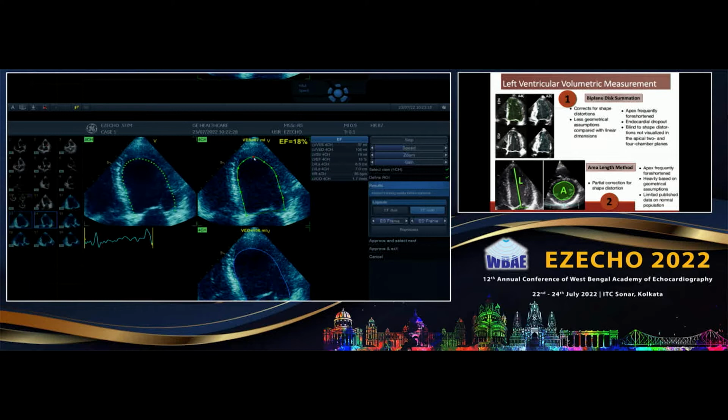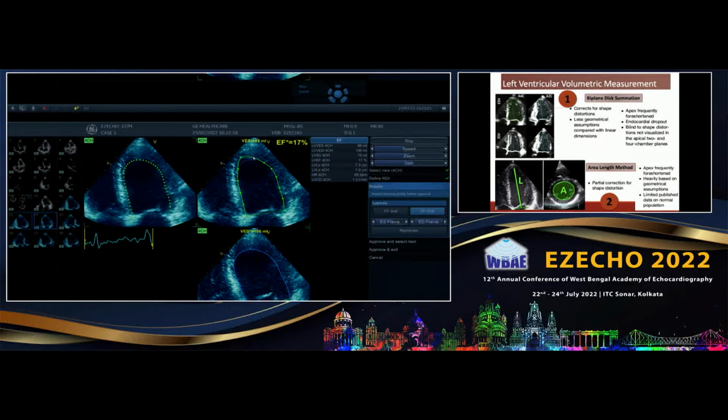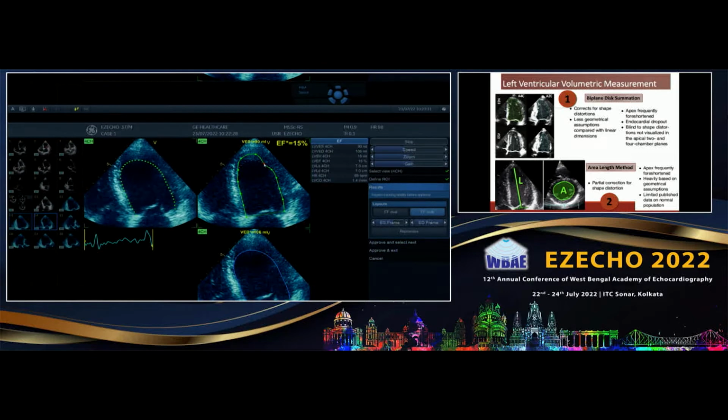You should not take the tips of the trabeculae. You should take the compact myocardium, okay? Because if you take the tips of the trabeculae, you are excluding the trabeculae from the LV volume. Across all the imaging modalities, you are supposed to take only the compact myocardium, okay?